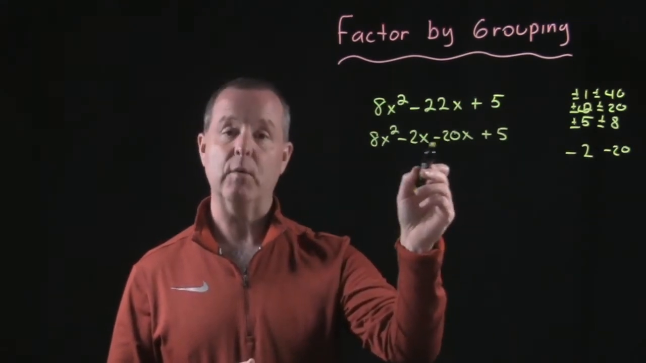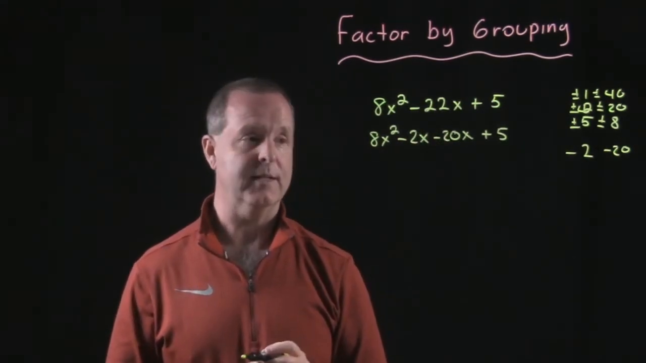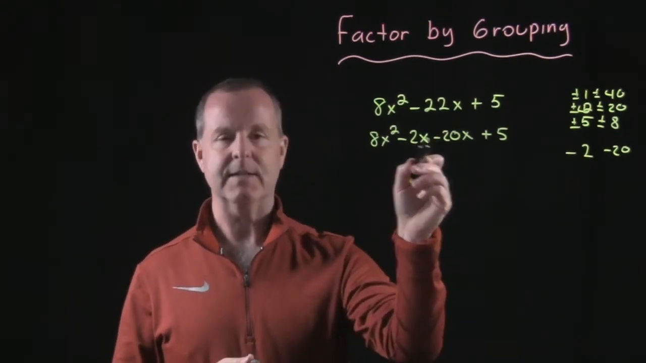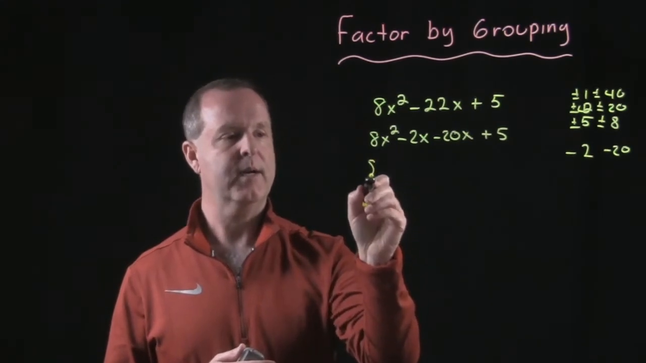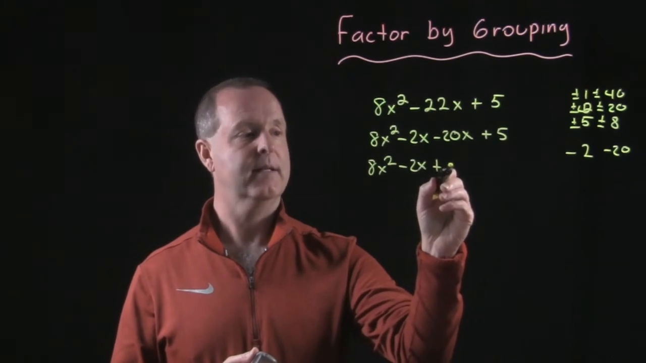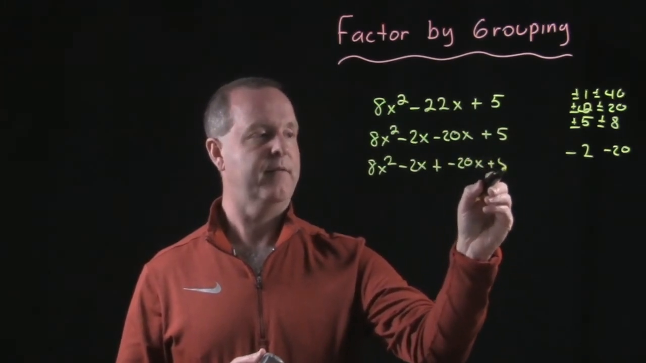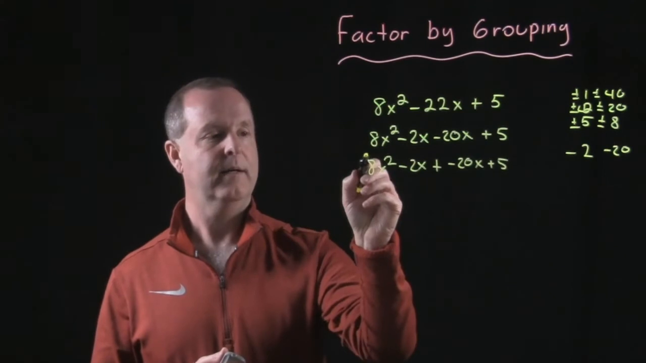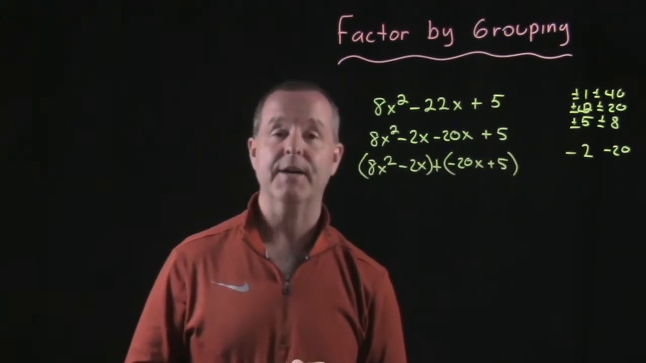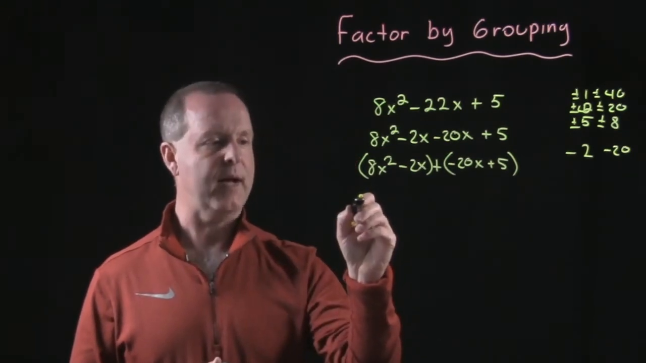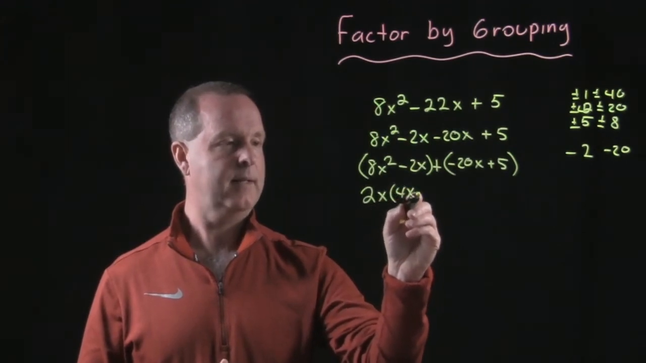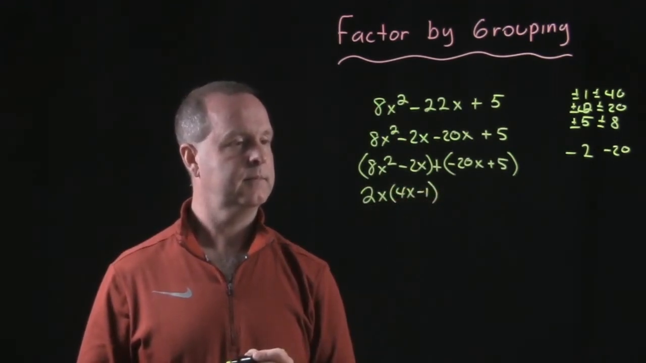Notice that my middle terms, if I were to collect them, would add to a negative 22. Now we have a classic grouping situation, except I have this middle negative term, so I need to rewrite it as 8x squared minus 2x plus a negative 20x plus 5. From there, I can group. In the first grouping, what do you want to factor out? Yeah, let's factor out a 2x, and what's left is a 4x minus 1.